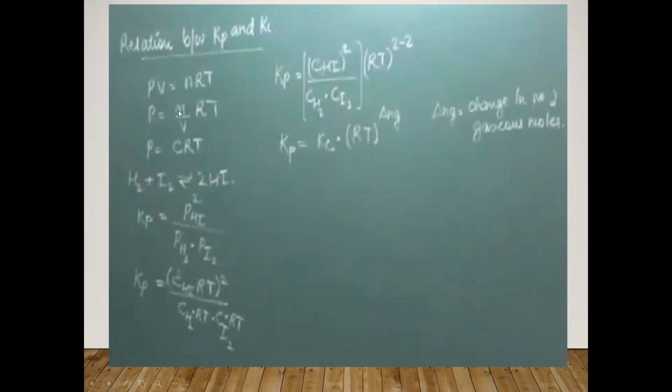For an ideal gas, we know PV is equivalent to nRT. So we can write P is equivalent to nRT upon V, or P is equivalent to (n/V) RT. What is this n upon V? That is the number of moles upon volume, which is equivalent to concentration. Concentration is n upon V only. So in place of n upon V, we can write C also. So it will become P is equivalent to CRT.